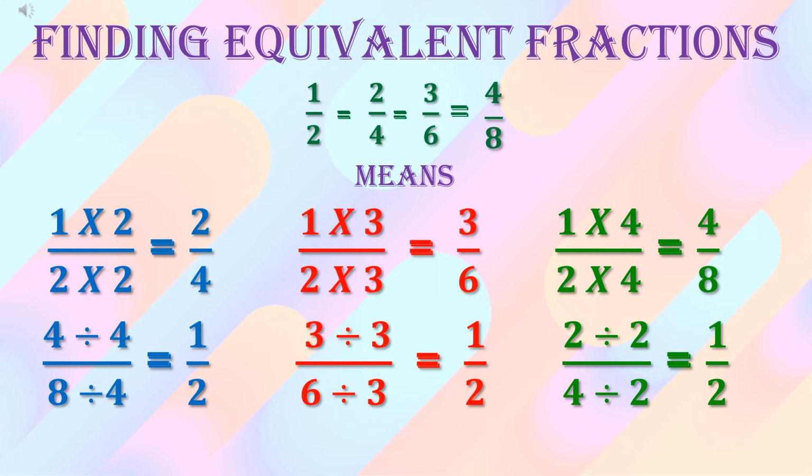Thus, we can find equivalent fractions by multiplying or dividing both the numerator and the denominator of the given fraction by the same number. हम given fraction के न्यूमरेटर और डिनोमिनेटर दोनों को सेम नंबर से मल्टीप्लाई करके भी और डिवाइड करके भी इक्विवेलेंट फ्रैक्शंस को फाइंड आउट कर सकते हैं.